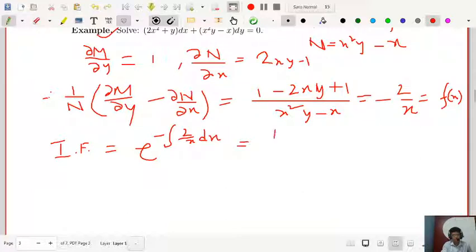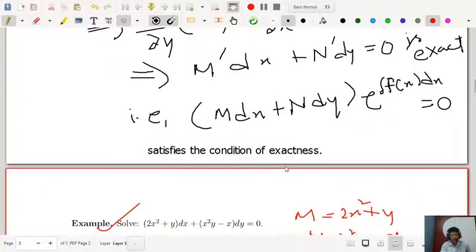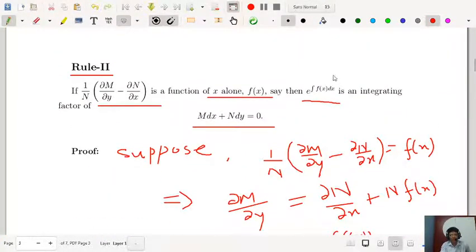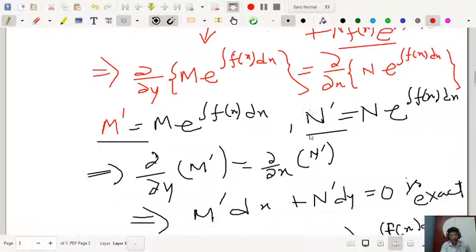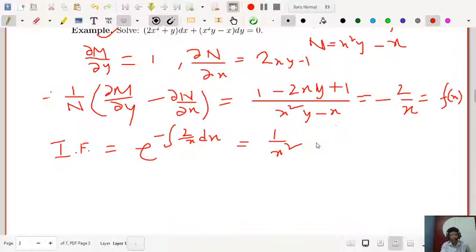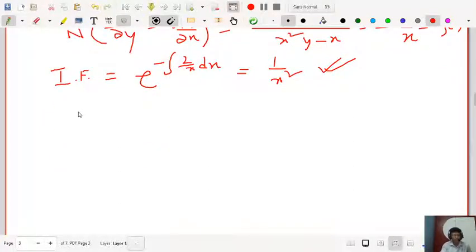So that is equal to 1/x², because it will be log of 1/x², and e to the power log of 1/x² is simply 1/x². You know that. So this is how, if it is a function of x alone, e to the power ∫f(x) dx is an integrating factor. So that you have applied. Now you got the integrating factor for this differential equation. What will you do with this integrating factor? You will just multiply the equation with it.